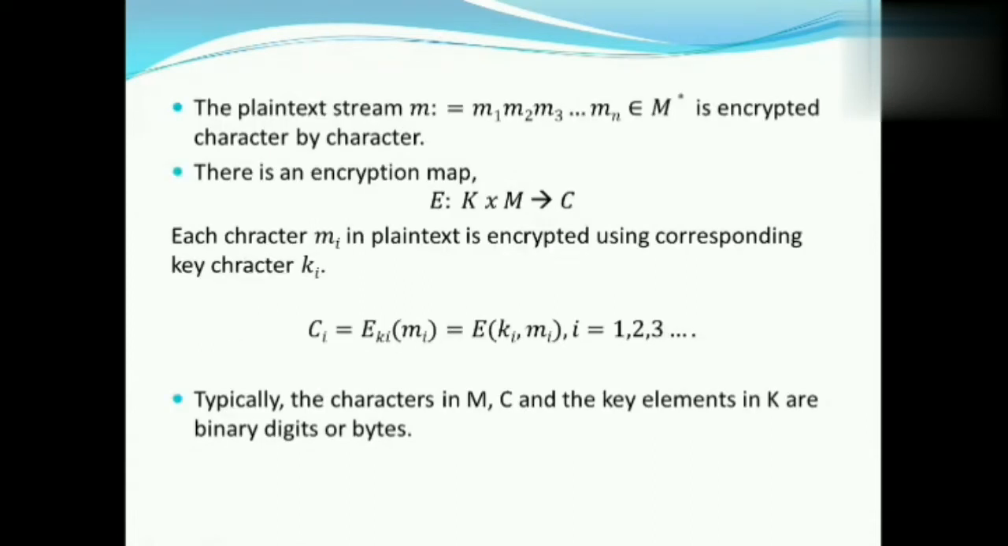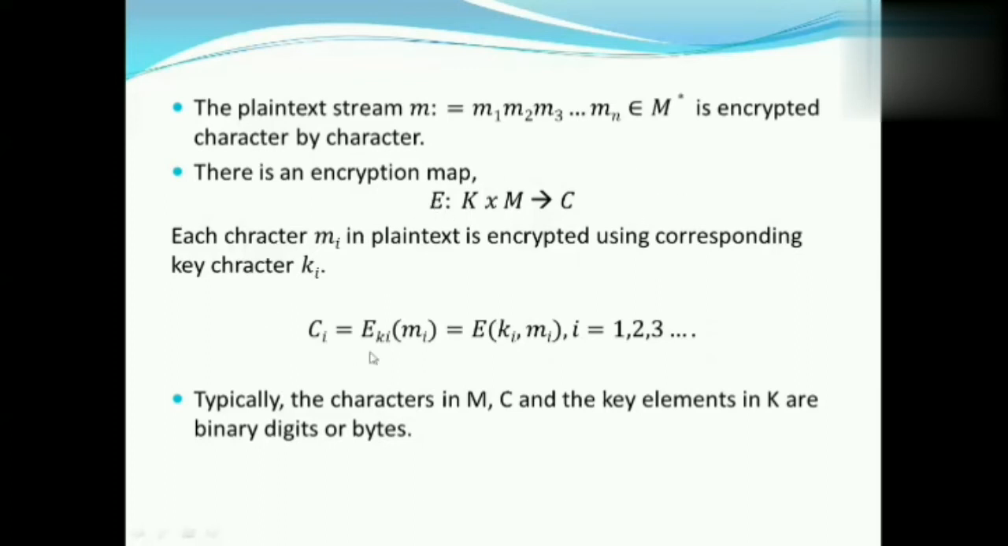So let's see how it happens. The plain text M, which we already discussed, has characters which will be encrypted character by character. What it means is that this M1 will be encrypted using a key K1 and the corresponding ciphertext will be C1. Similarly, M2 will be encrypted using key K2 and the corresponding ciphertext will be C2. Similarly, till Mn we have the key Kn, and it will encrypt the message and generate a ciphertext Cn. So this is how character by character encryption happens.